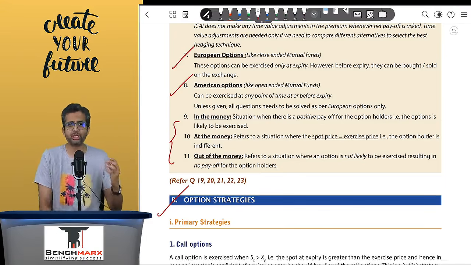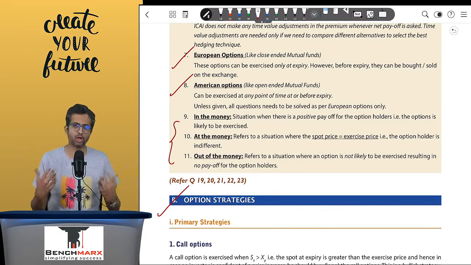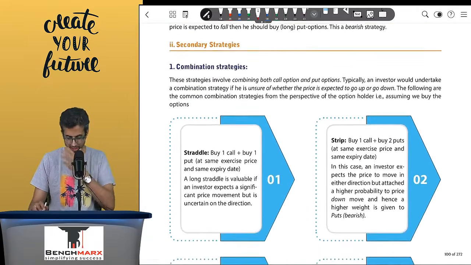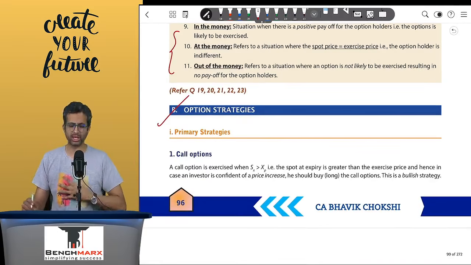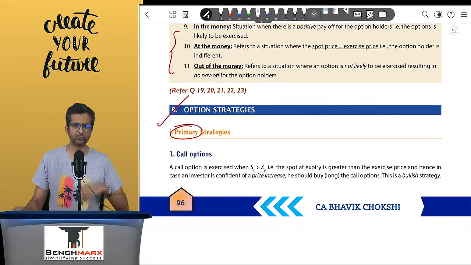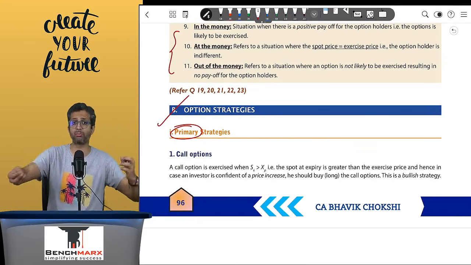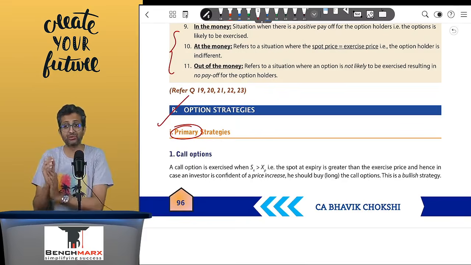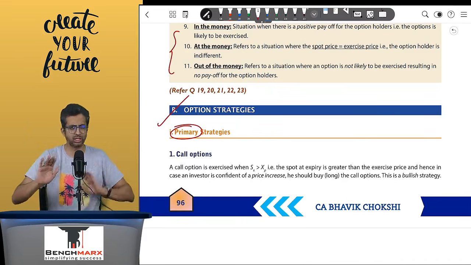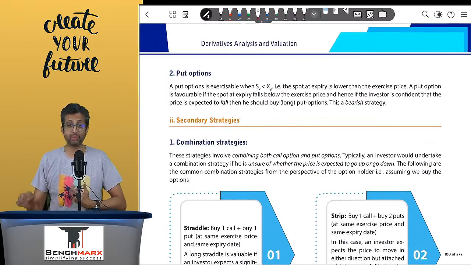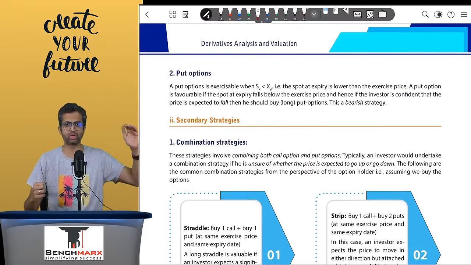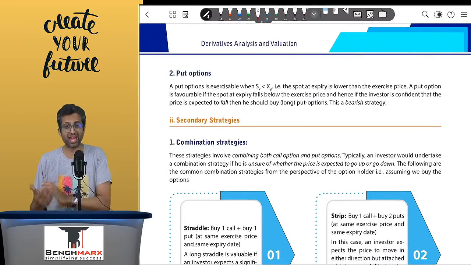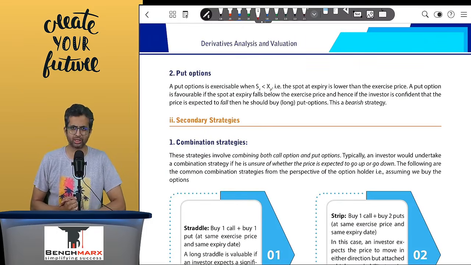There can be combination strategies where you try to combine a call and put. This can be something called a straddle. Before that you have two types over here. One is a basic primary strategy. A call option is more like a bullish option. So if you are buying the call option, you expect the price to go up. If you have a bullish outlook, ideally you can take only the call option. If you have a bearish outlook, put option is the right to sell, and if you are expecting the price to go down, that is when you take the put option. So if you have a bearish outlook, then put option is the right option for you.